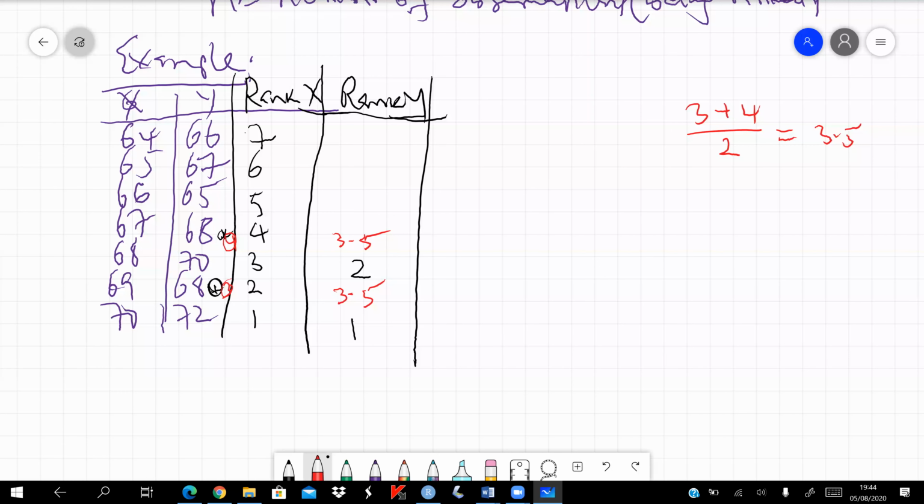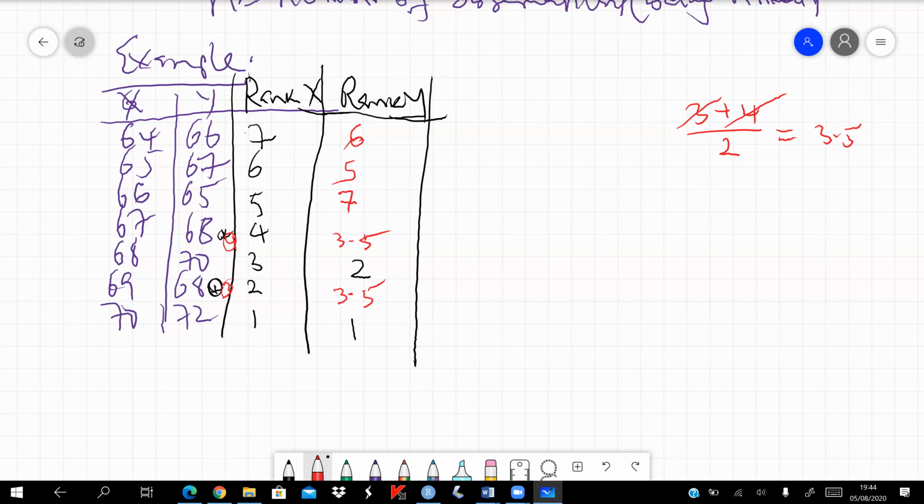Then my next rank will be rank number 5, because I've already utilized the 3rd and 4th position. So the next guy will be number 5, and that is 67. So this will be number 5. Then this will be number 6. Then this will be number 7. So those are the ranks according to Y.